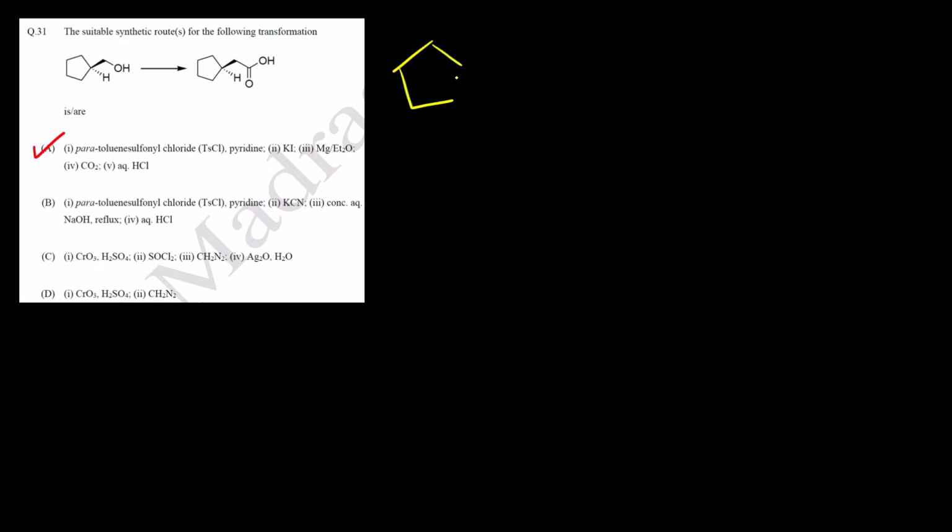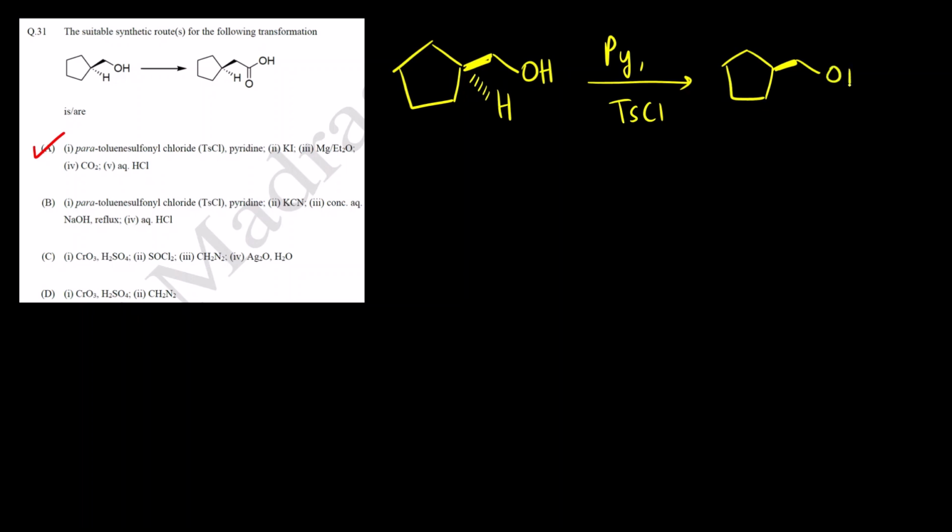Again, I will draw this reactant: OH, and below the plane there is hydrogen. The first step is again the same as option 1, pyridine and TsCl. So I will directly draw the product, as we had seen the mechanism just now. OH is converted to OTs. This is the first reagent.